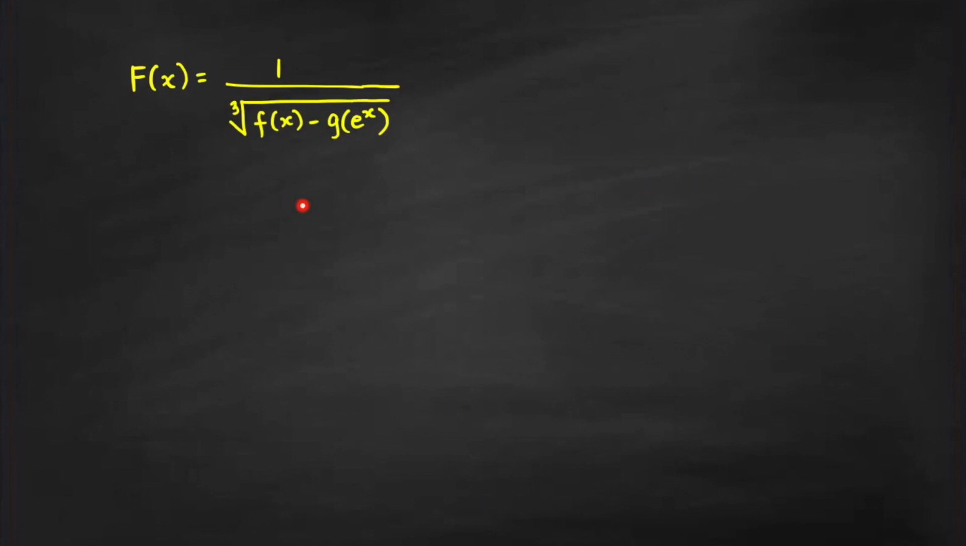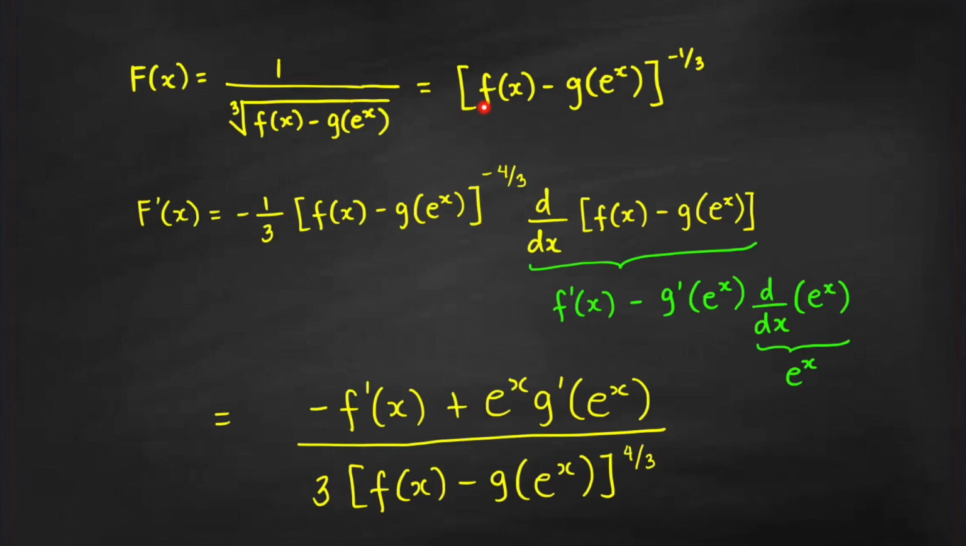Moving to our last problem, let's find the derivative of this function. You may use here the derivative of a quotient because we already have a formula for it, but I think it's better if we write this down as a power of f of x minus g of e to the x. So we move this radical to the numerator and we can write it down as this expression raised to negative one-third. So it is a power of a function. In that case, we can use the power rule with the chain rule.